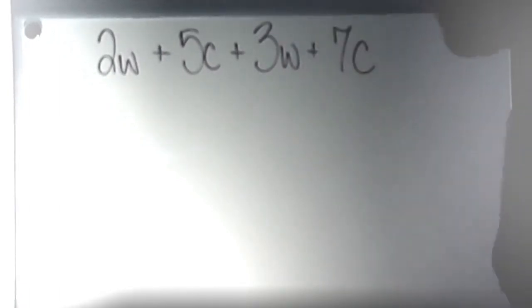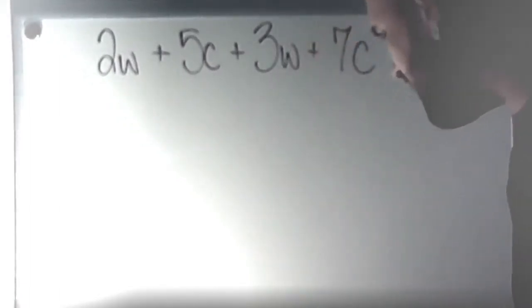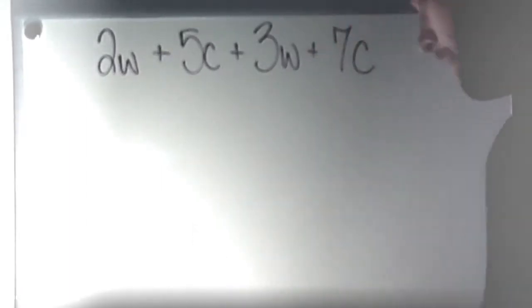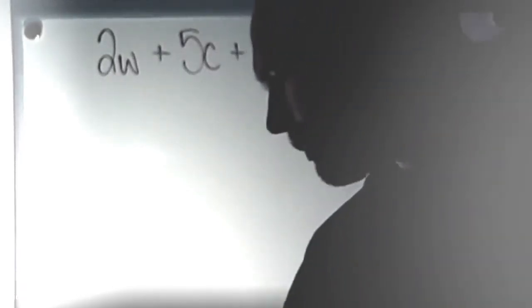The problem on the board is 2W plus 5C plus 3W plus 7C. Now, what the heck does that mean? You already saw from a video this morning that I can take things that have similar variables and combine them. So let me try to make real world sense out of these wacky letters and numbers.